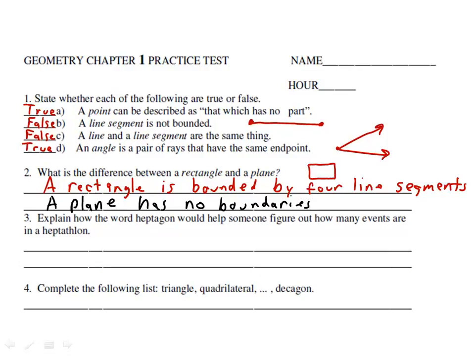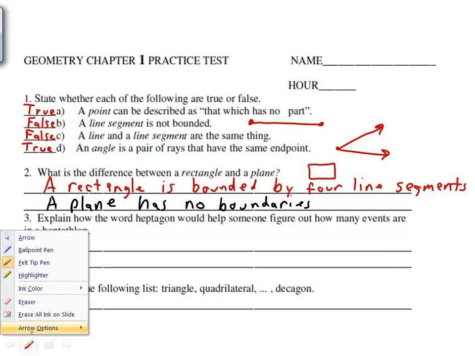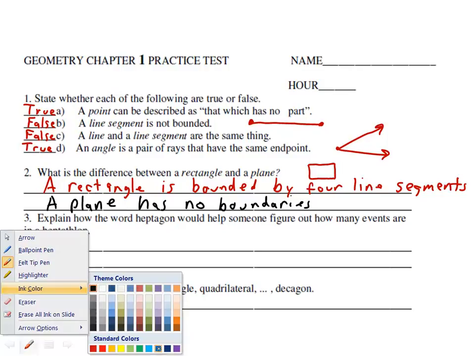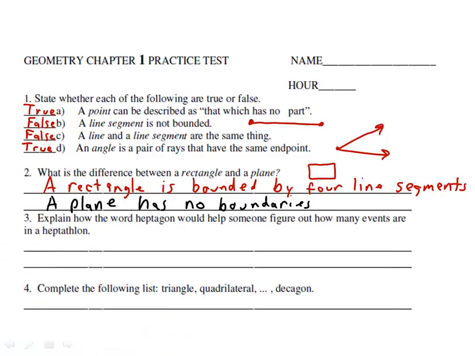All right, explain how the word heptagon would help someone figure out how many events are in a heptathlon. Well, I think most of you understand that you have to make some connection between the prefixes that are for the number 7. A heptagon has 7 sides. So the heptathlon has 7 events.